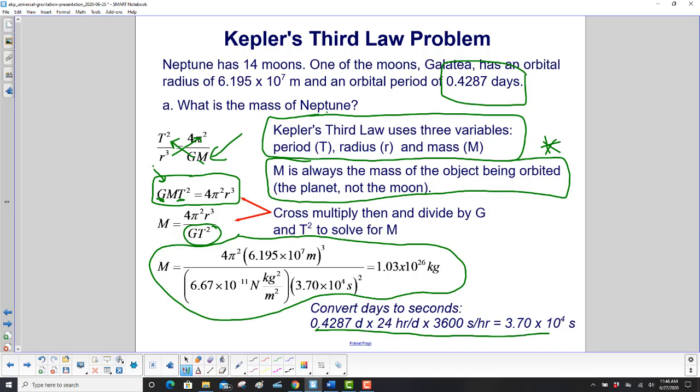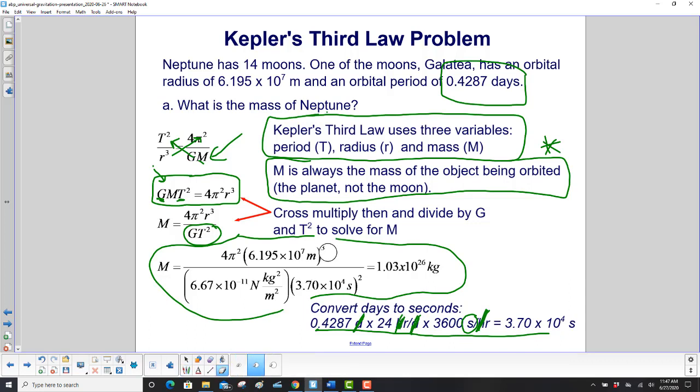We have 0.4287 days, and what do you have? You have 24 hours in a day. So this day, which is in the denominator, will cancel out with this day, which is in the numerator. Well, we're still not good. We need to get to seconds. So how many seconds are in an hour? You may never have thought about that. You know that there's 60 seconds in a minute and 60 minutes in an hour. So you multiply 60 times 60 and you get 3,600 seconds in an hour. So we've now crossed this out. That's denominator, numerator. And the only variable we're left with is seconds, which is where we were going. Carry out the math and you get 3.70 times 10 to the 4th seconds.